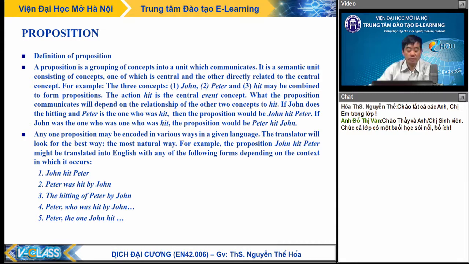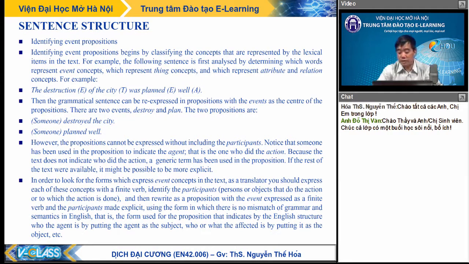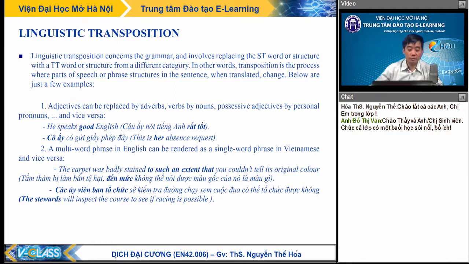Now, for example: John hit Peter. Peter was hit by John. The hitting of Peter by John. Peter, who was hit by John. Now we have a different proposition, although we have only one idea. Sometimes we have to identify the event proposition based on the use of grammatical structure.